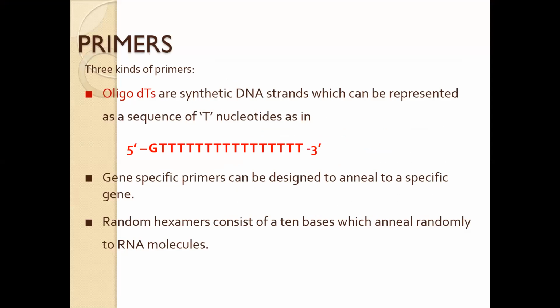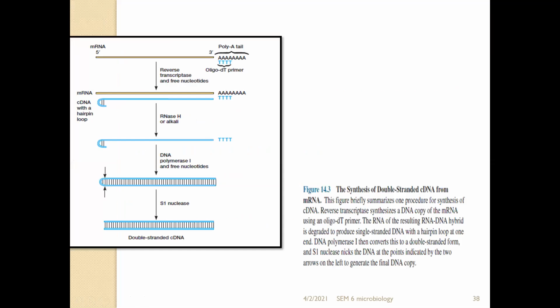Normally, primers are of three types. Oligo-dT primers are synthetic DNA strands of T nucleotides, written 5' to 3'. You can see that this is one of the primers. A gene-specific primer can be designed to anneal to a specific gene. Random hexamers are six base primers which randomly anneal to RNA molecules.